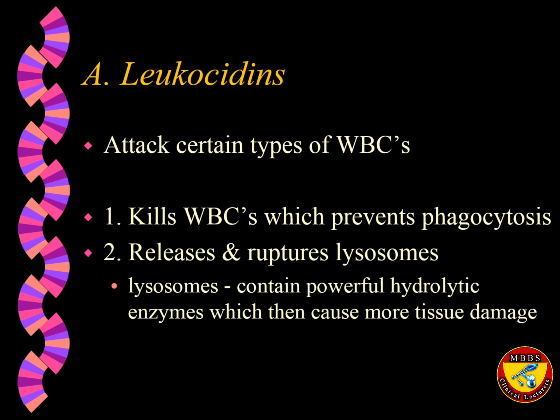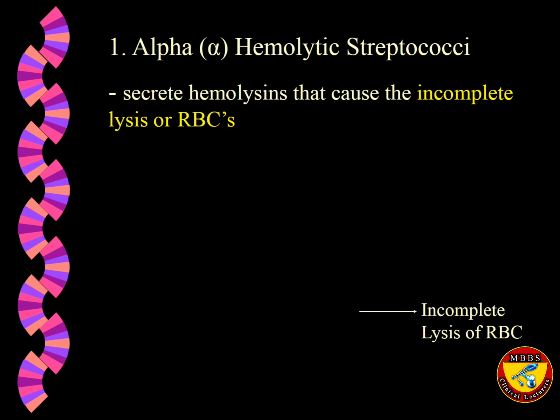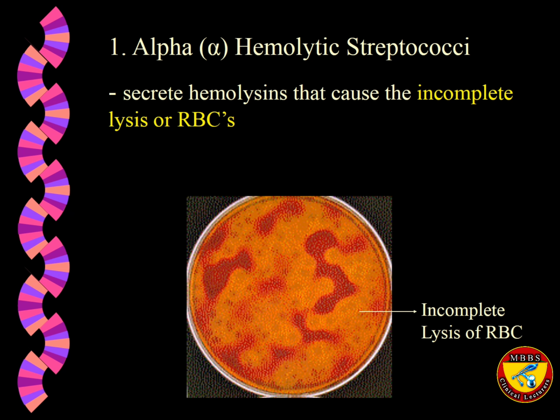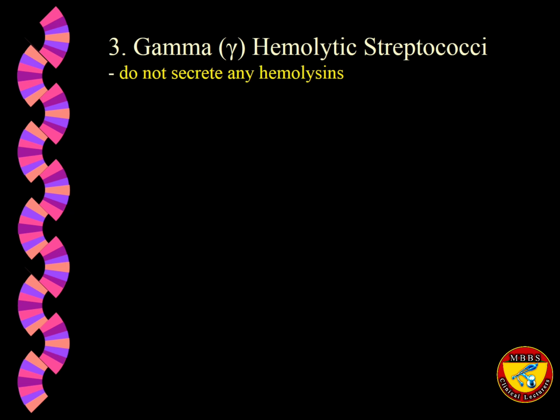Here is a picture of hemolysins, which cause lysis of RBCs. That's why streptococci are also classified as alpha hemolytic, beta hemolytic, or non-hemolytic, on the basis of the presence or absence of hemolysins. Alpha hemolytic streptococci secrete hemolysins that cause incomplete lysis of RBCs. Here you can see alpha hemolytic streptococci. If there is complete lysis, there is clearing around the cells. And if there is no hemolysin secretion, these are called non-hemolytic or gamma hemolytic.